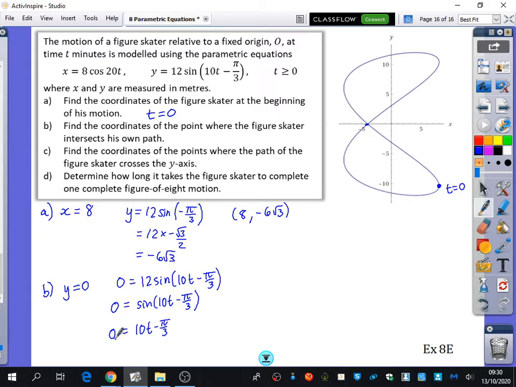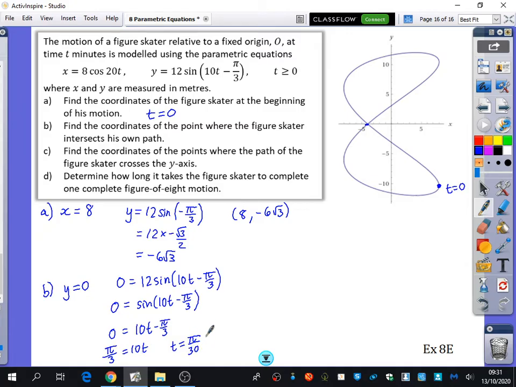Pi. It would be 0, pi, 2 pi, 3 pi. But in this case, we only want to find out what t is. We don't need to find out all of the values of t. We just need to find out what t is. So I'm going to solve this equation by doing pi over 3 is 10t. So t is pi over 30. I've just done pi over 3 divided by 10.